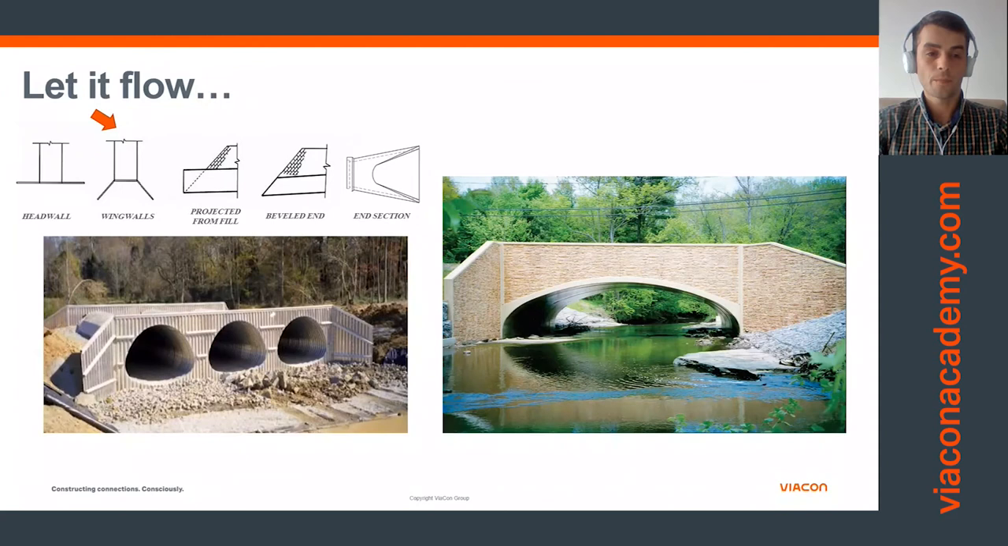The wing walls offer an improvement from a hydraulic perspective, as they better direct the flow into the barrel. The angle with the head wall normally is 30 to 45 degrees, but it varies depending on the site specifics. Polygonal wing walls also could be seen.